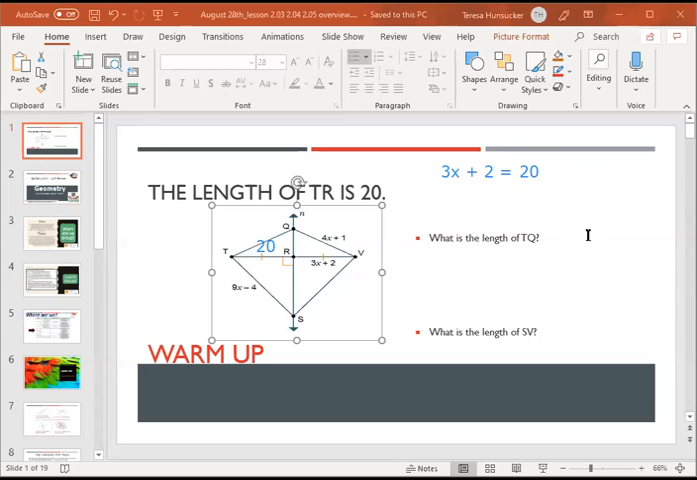Okay, so 3x plus 2 equals 20, because TR and RV are congruent, those orange markings. And it's also line N is perpendicular to TV. So there are right angles there. If the distance from R to T and R to V is the same, right?